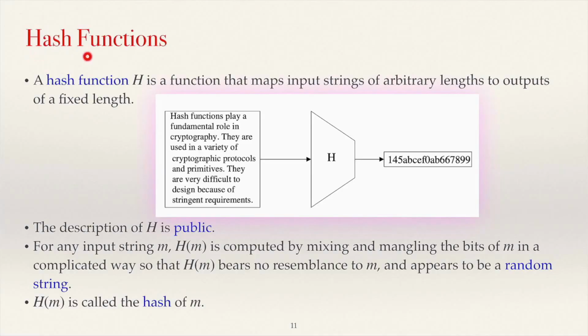Let's begin with hash functions. A hash function is a function that maps inputs of arbitrary lengths to outputs of a fixed length. The description of the function is public. For any input string m, h of m is computed by mixing and mangling the bits of m in a complicated fashion, so that the result h of m bears no resemblance to m itself. So an example is this message being hashed to this random-looking value. H of m is called the hash of m.